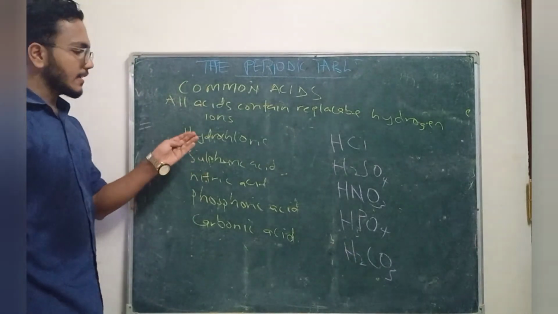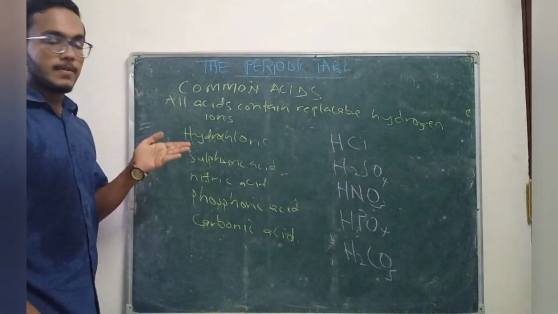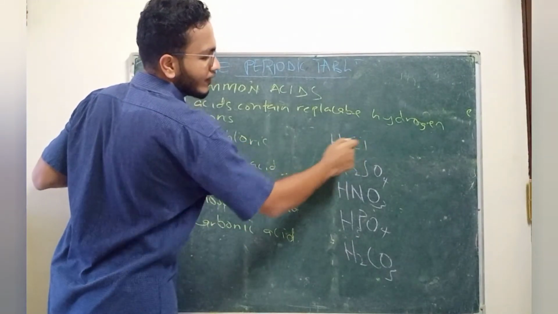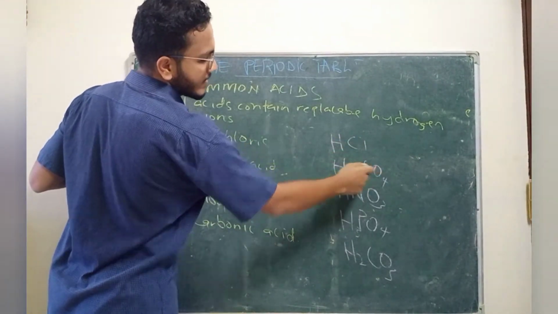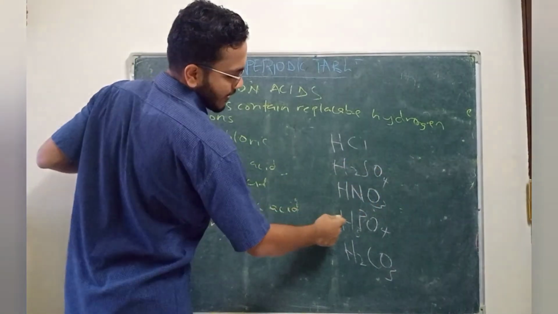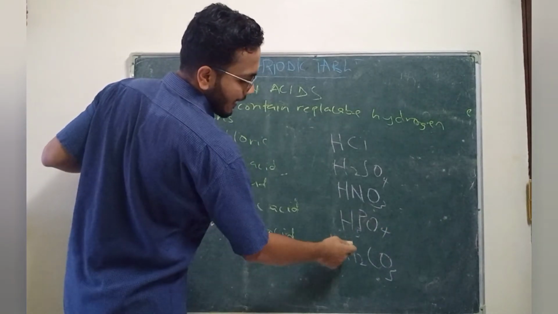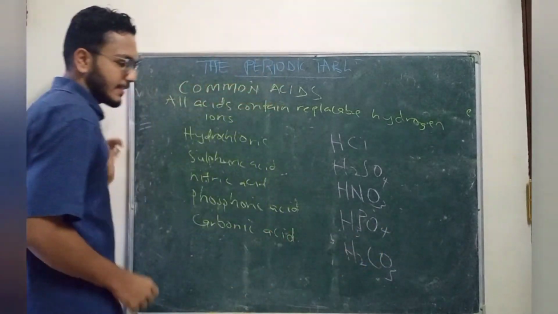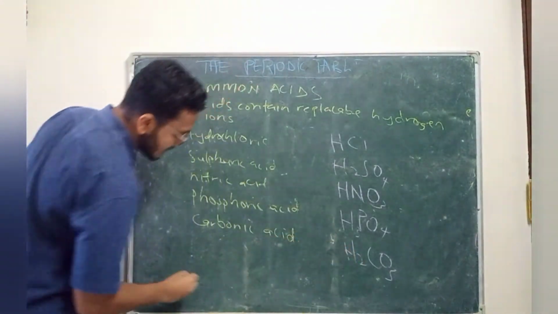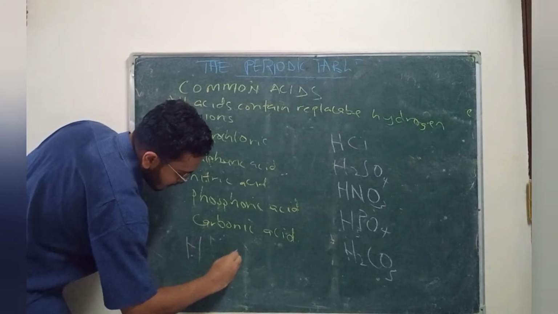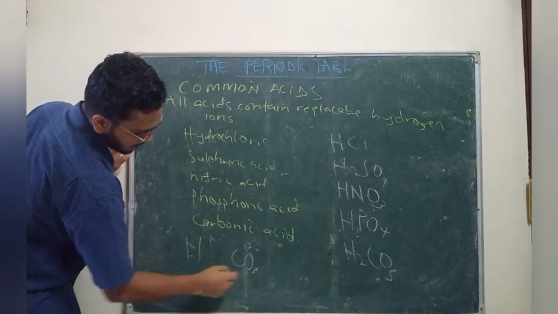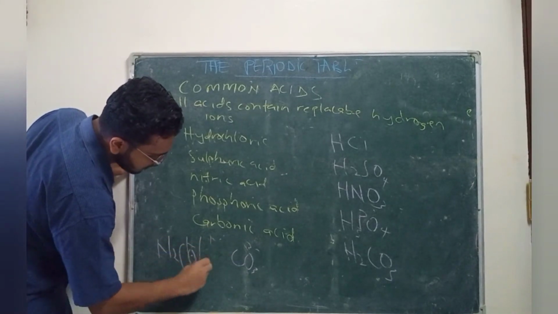How are these acids formed? These acids have replaceable hydrogen ions and they react with the radicals. So hydrogen reacts with chlorine to form HCl, hydrogen reacts with sulfate to form H2SO4, hydrogen reacts with nitrate to form HNO3, hydrogen reacts with phosphate to form H3PO4, and hydrogen reacts with carbonate to form H2CO3. Why is H2CO3 carbonic acid? Because H is 1 and CO3 is 2 negative. So this 2 comes here, this 1 comes here, so this is H2CO3.